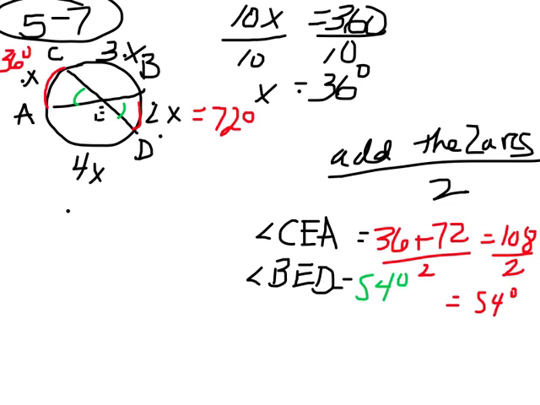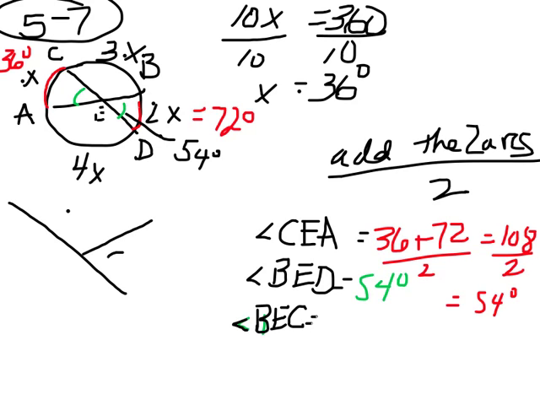They want me to also find BEC. So let's write that one down. BEC there. Now, if I know that BED is 54 degrees, I could plug in and use that formula again, but I don't have to, because look at this. If I draw BEC and BED, this one's 54 degrees.